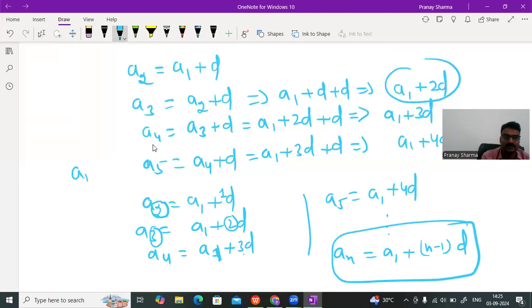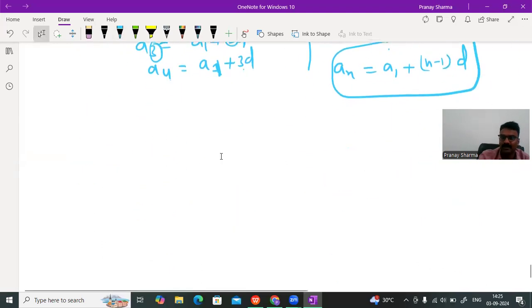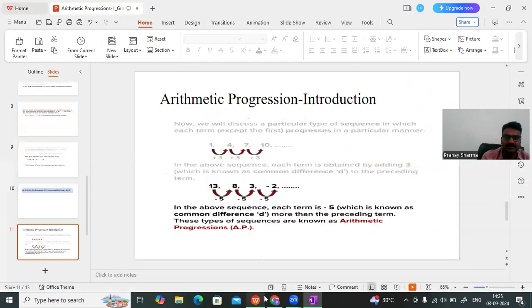Instead of A1, I told you at the very beginning, you can also write A. Or a few authors can also mention this as A naught, but A is most commonly used. So we can further generalize this as A plus n minus 1 d. That is nothing but the common term of an AP, the nth term of an AP. It can also be represented as T of n or A of n, which is nothing but A plus n minus 1 d.